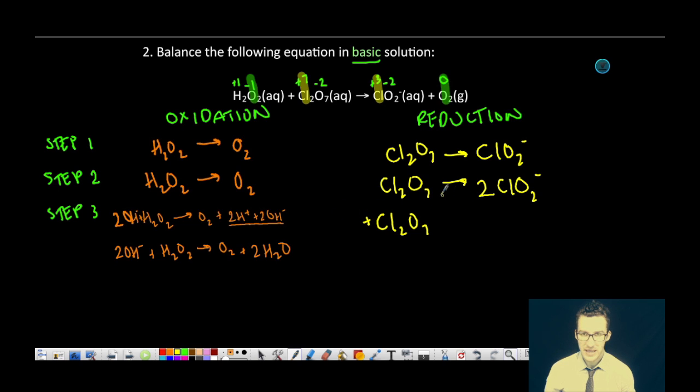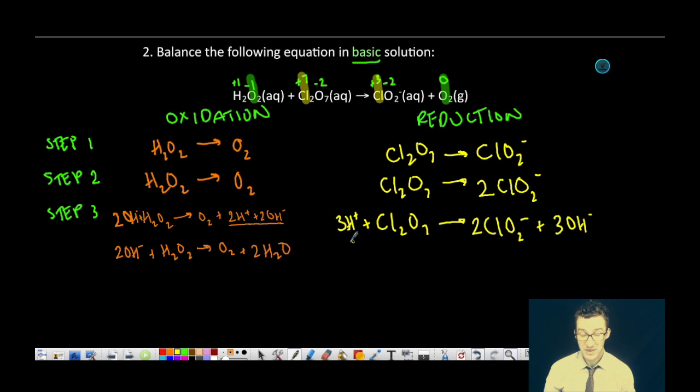And we're going to need to add, let's see, we've got 7 oxygen on the left, and we've got 4 oxygen on the right. And so we're going to add 3 hydroxide ions to balance out the number of oxygen. Now hydrogen is a player, and so we're going to balance out the hydrogen by adding those 3 hydrogen ions on the other side of the reaction.